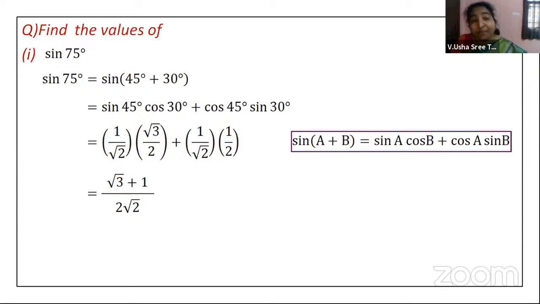Got it, children? Now suppose you want cos 15. Cos 15 is nothing but cos of 90 minus 75, which is sine 75. That means you are applying the 90 minus theta formula here to get another value, that is cos 15. So cos 15 also can be calculated, and cos 15 is nothing but sine 75.